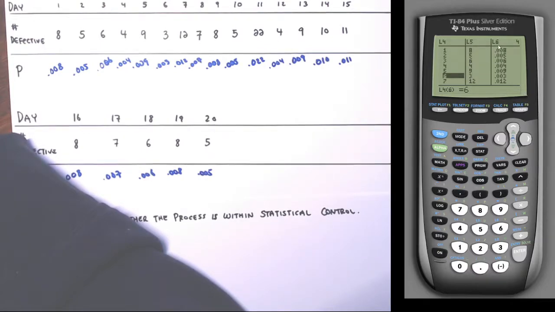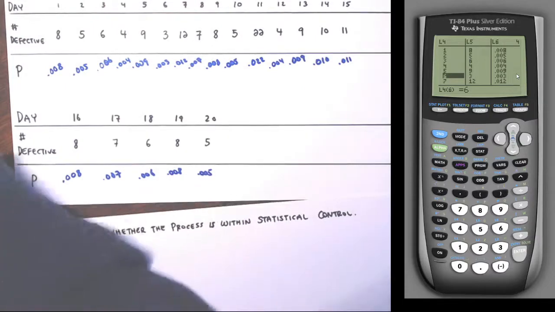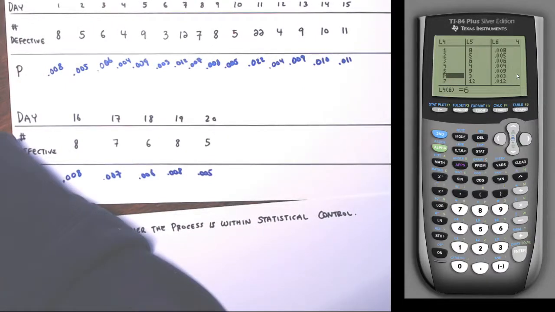And then list 6 here is all the proportions. 8 divided by 1,000, 5 divided by 1,000, 6 divided by 1,000, 4 divided by 1,000, and so on. All the numbers I wrote at the bottom here in the P's. And then I've made a P chart. That is plot 2. So I got y equals here. I'll turn plot 1 off, and I've already set up plot number 2. Turn that on. And I'll clear these because these are the center line and upper and lower control limits from my last example.